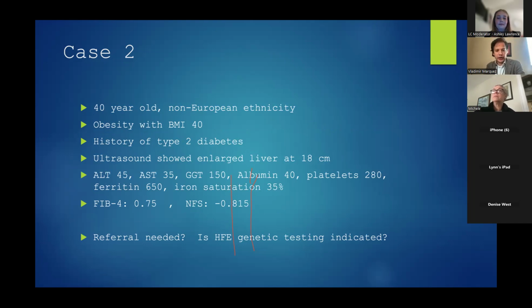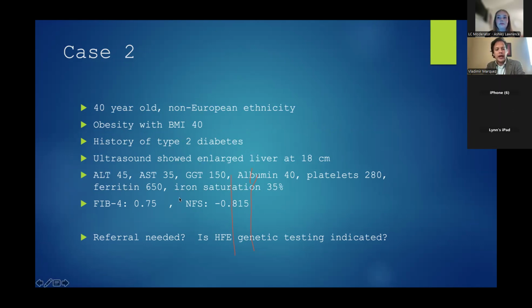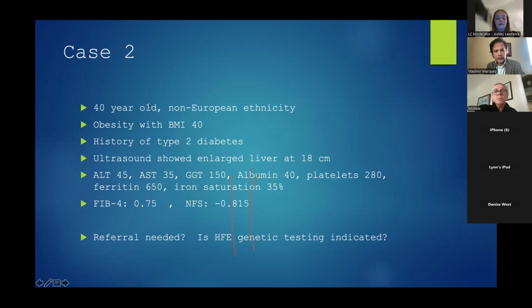In this case number 2, I don't know how these lines appear there. I'm not sure. But anyway, in this case number 2, a little bit of a similar case. Patient with obesity, type 2 diabetes, ultrasound was enlarged at 18 centimeters. We have all these blood test results.